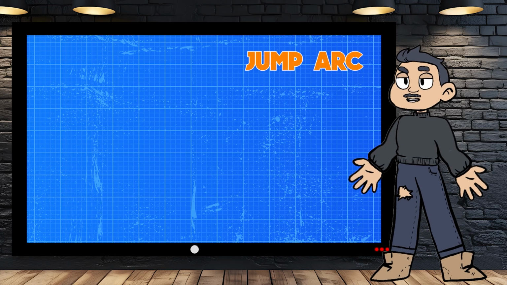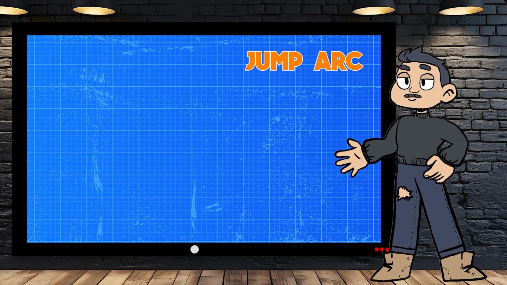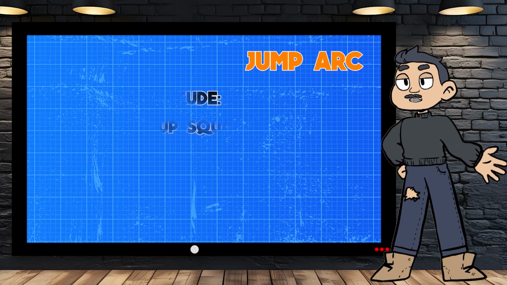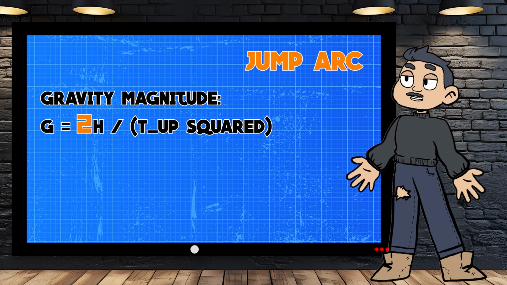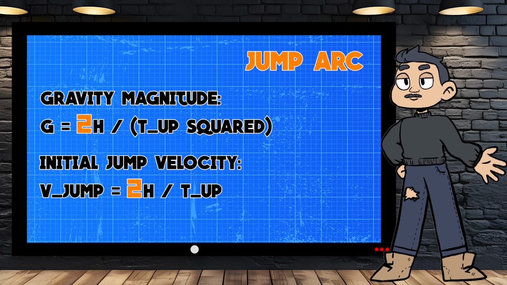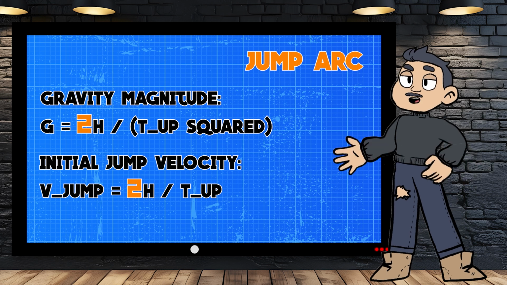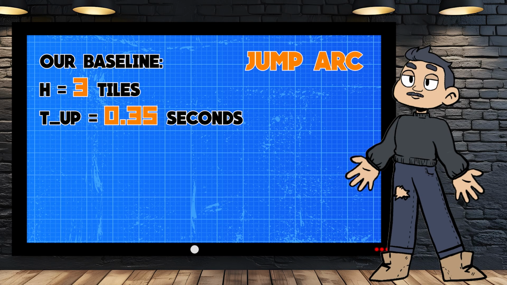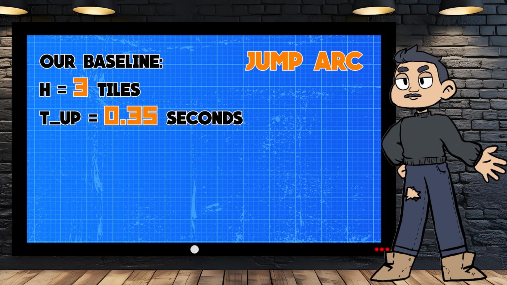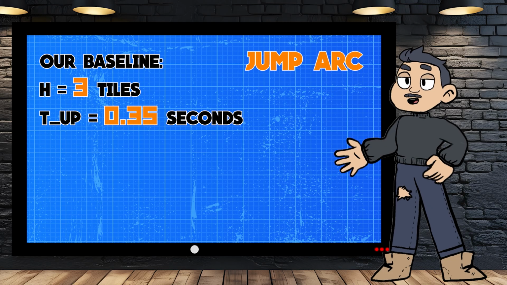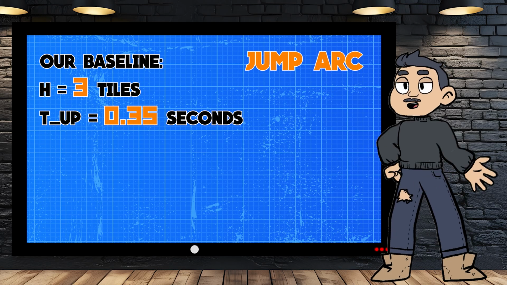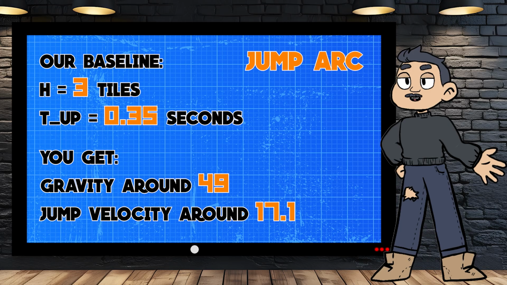Now here are the formulas we use. If you want the jump to reach height h and take t up seconds to reach the top, gravity magnitude G equals 2h divided by t up squared. Initial jump velocity. V jump equals 2h divided by t up. Now with our baseline. H equals 3 tiles, t up equals 0.35 seconds. You get gravity around 49, jump velocity around 17.1.